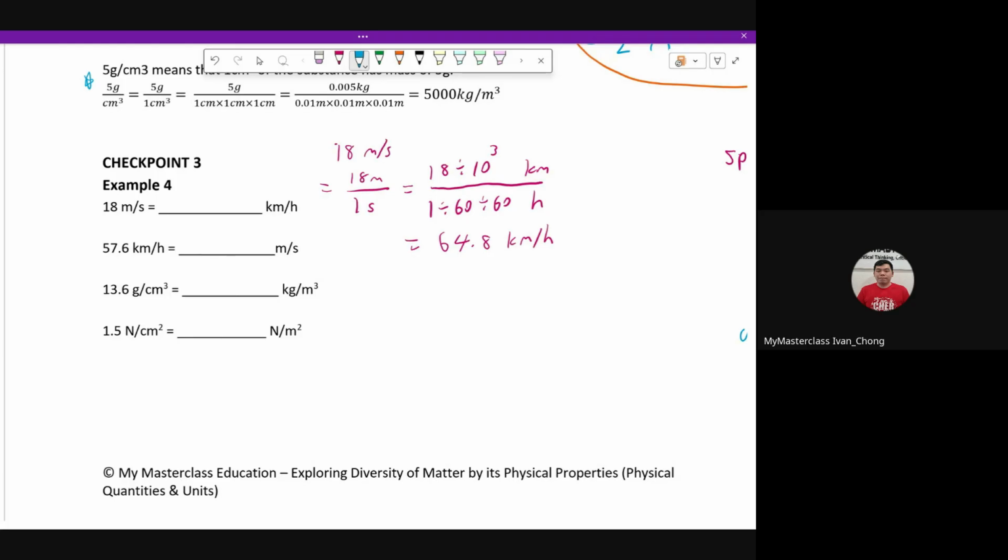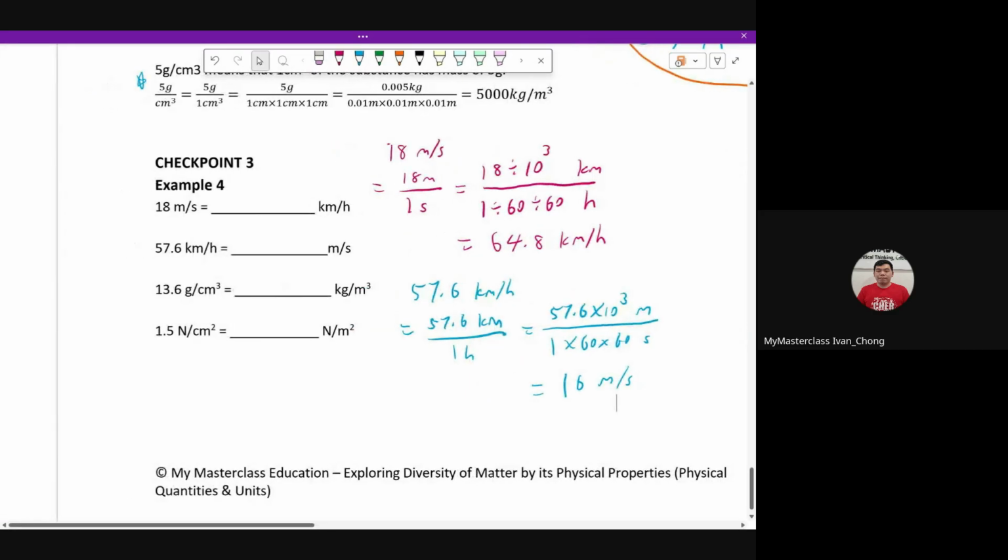For your second one over here, 57.6 kilometers per hour. Do the same. Kilometers over 1 hour. 57.6. Because I have the prefix, I'll times 10 to the power 3 meters. 1 hour, I'll times 60 times 60 seconds. So press this in your calculator itself. You end up with 16 meters per second.